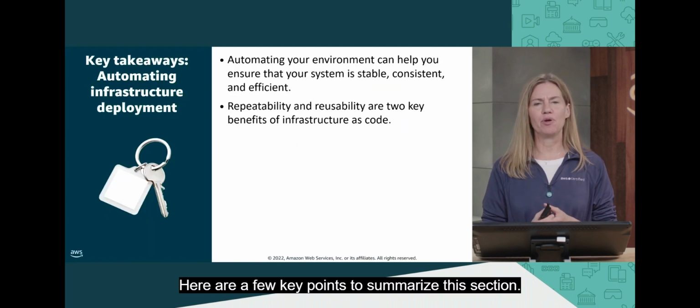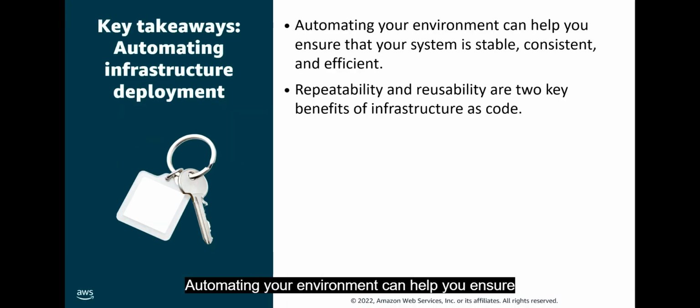Here are a few key points to summarize this section. Automating your environment can help you ensure that your system is stable, consistent, and efficient. Such consistency is particularly beneficial in running repetitive workloads that require identical processing methods. Repeatability and reusability are two key benefits of infrastructure as code. By using templates to deploy infrastructure, you can ensure that production environments mirror development environments.